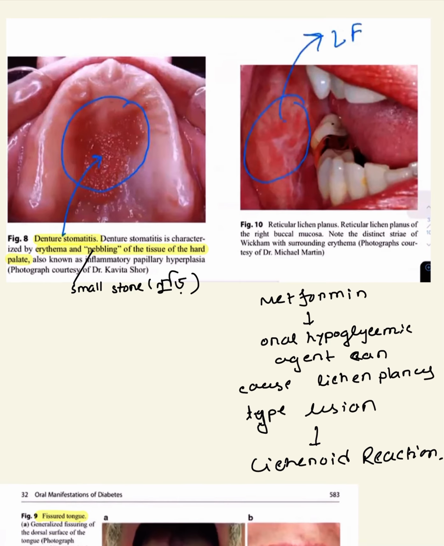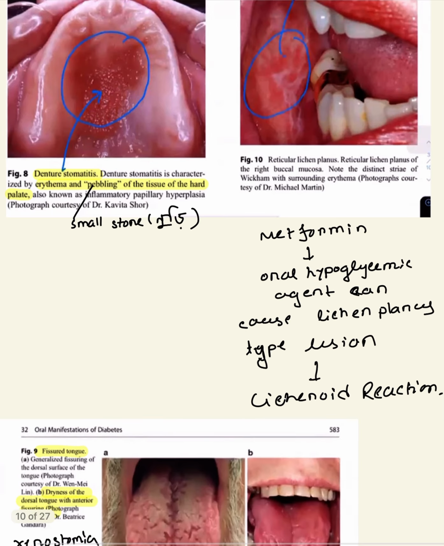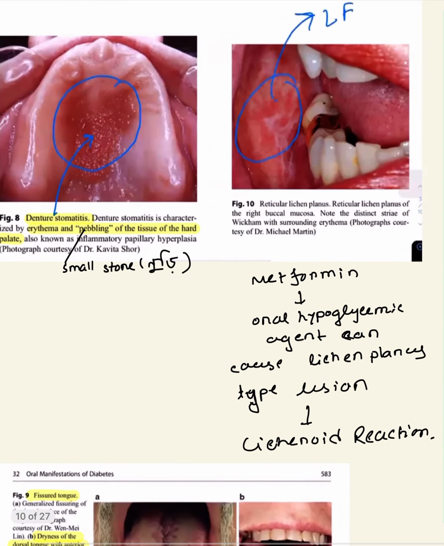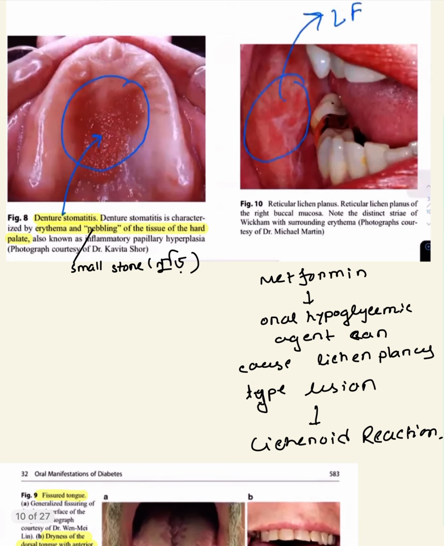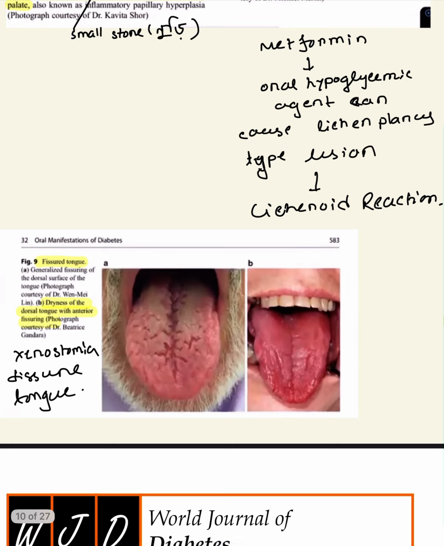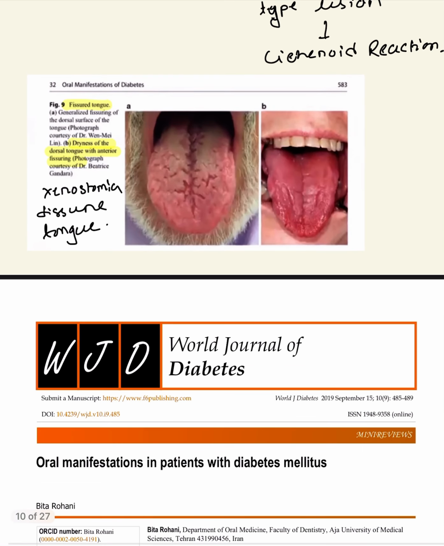And another one can occur if the patient is on metformin. Metformin and other oral hypoglycemic drugs can cause a lichen planus-like lesion, which is usually a lichenoid reaction. Another one can be fissured tongue. Fissured tongue can be due to xerostomia also.